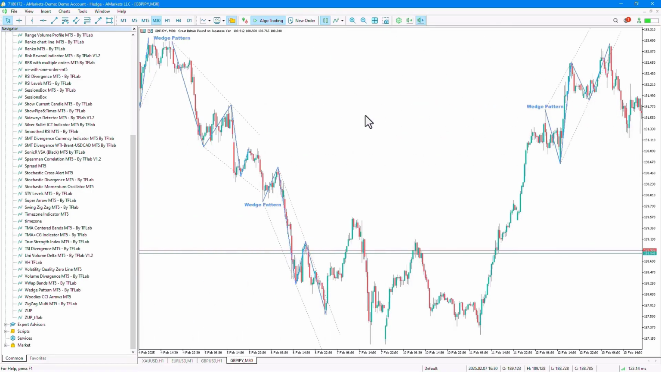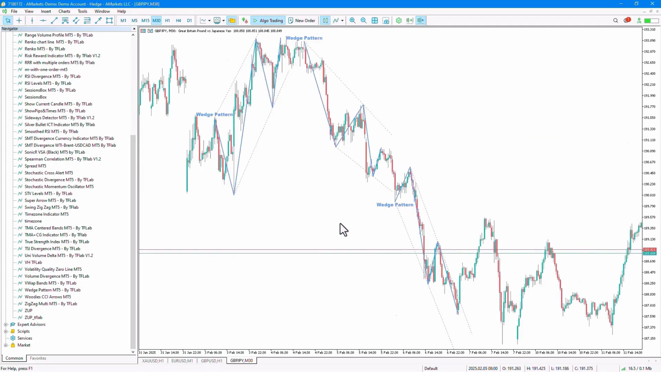Another example of the same pattern, formed in this section, shows that 3 points are identified for us at the top and 2 points at the bottom. By drawing lines, and after the breakout, we can enter a buy trade.